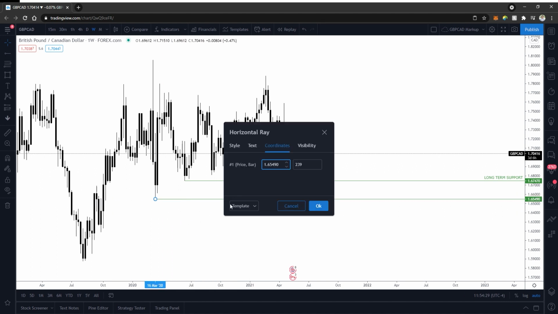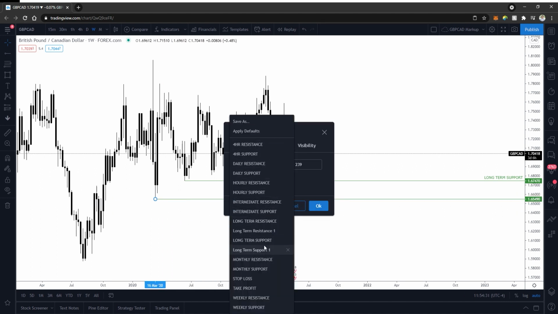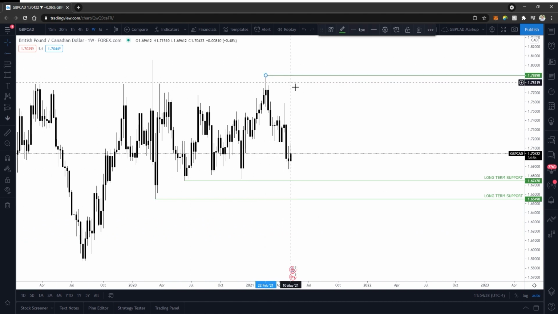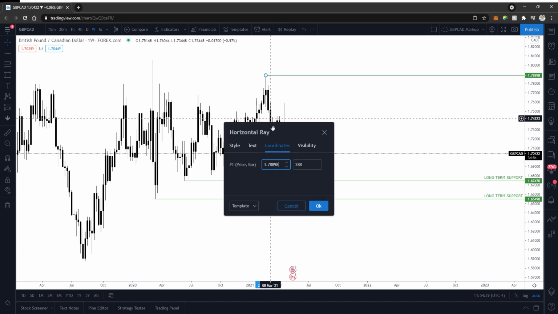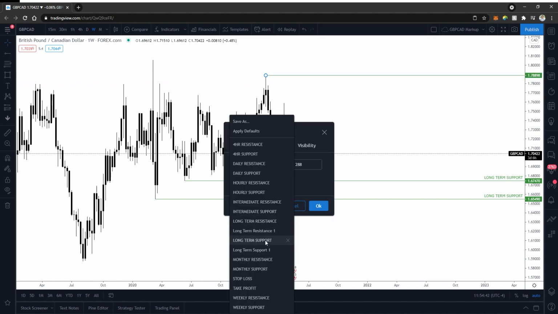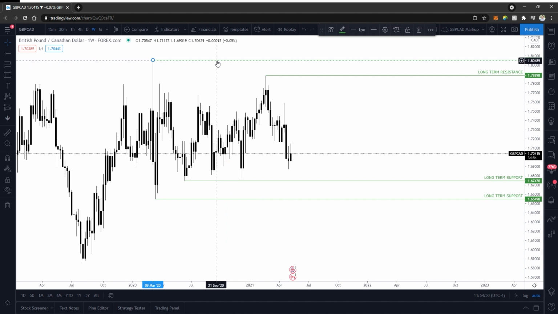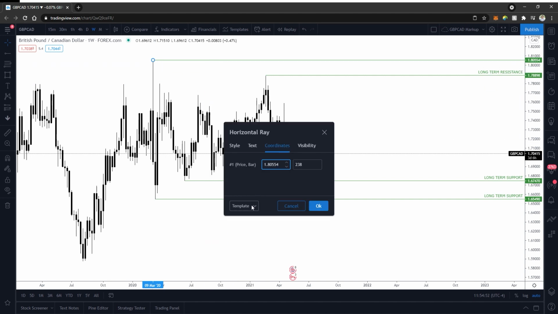Long-term support. Okay. And then I'm going to do the same thing for my swing high. So this is the last swing high that I had, most recent, long-term resistance. And then I'm also going to mark the one from last year too, just because it's a very significant level. And we'll do this as long-term resistance as well.